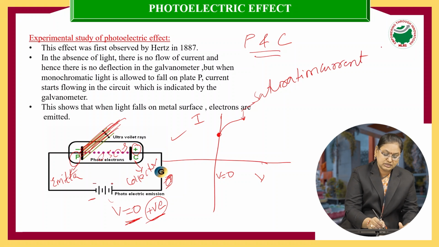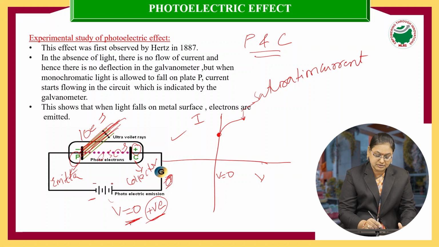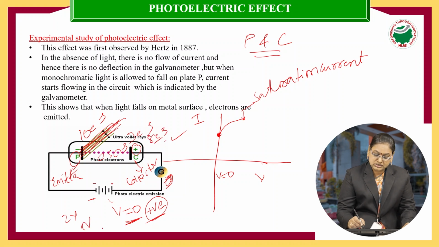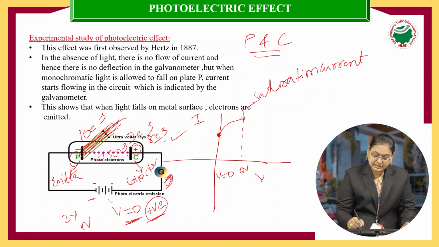For example, here at plate P, when light is falling on the plate P, 10 electrons are emitted. So these 10 electrons will reach the collector C as you increase the voltage. For example, at 2 volts, 3 electrons may reach the collector. At 5 volts, 8 electrons may reach the collector. Similarly, suppose at 8 volts, all electrons are reaching the collector C. So due to this, at 8 volts, all 10 electrons are reaching the collector. Due to that, the current may be some 9 amperes. So 9 amperes is your saturation current. At 8 volts, maximum current is 9 amperes.